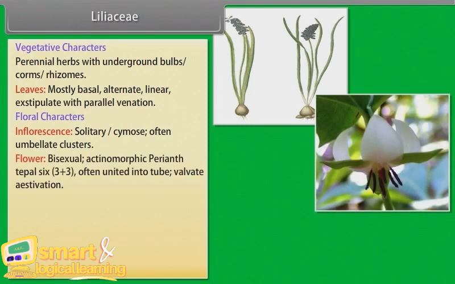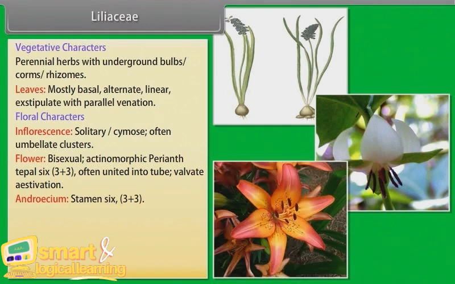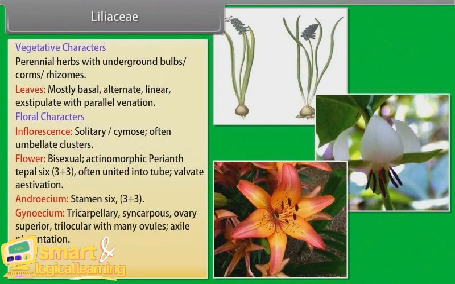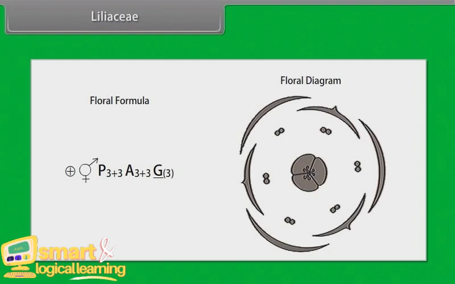Flower bisexual, actinomorphic. Perianth tepals 6 (3+3), often united into tube, valvate aestivation. Androecium, stamens 6 (3+3). Gynoecium tricarpellary, syncarpous, ovary superior, trilocular with many ovules, axile placentation. Fruit capsule, rarely berry. Seeds endospermous. Floral formula is shown, and this is the floral diagram.